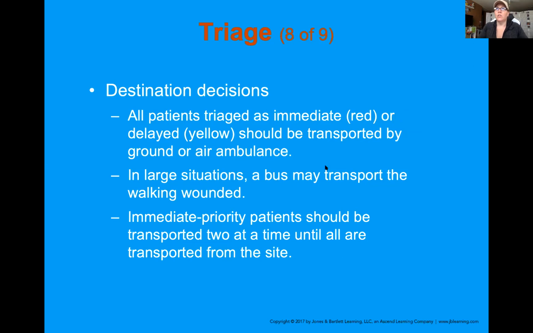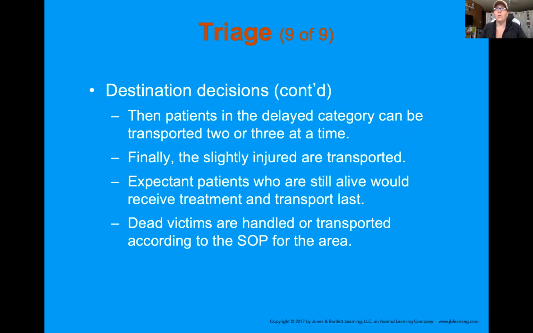All right, so destination decisions. Your book says patients that are red or yellow are transported by ground or air ambulances. Buses can a lot of times take walking wounded, and I've actually called for buses. And then immediate priority patients are transported 2 at a time until they're transported from the site. And again, that depends on the resources that are available.